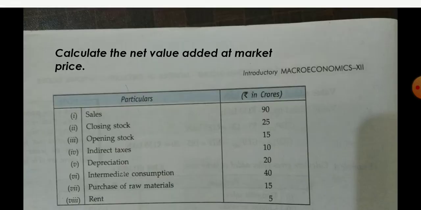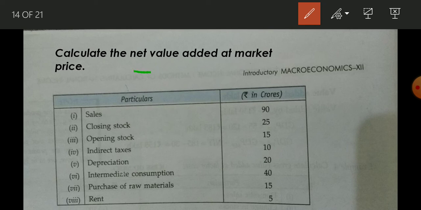In this question we have to calculate NVAMP, net value added at market price. So here we can see which equation we are going to use. Here is given the value of sales, then change in stock and intermediate consumption. Remember, here is given purchase of raw material. We are not going to consider it as an intermediate consumption, because already the value of intermediate consumption is given. So when we use the production method, we get gross value added at market price.